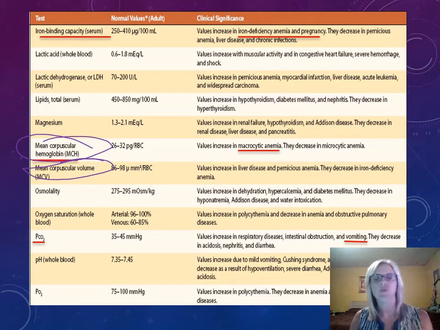Pay attention to the normal values that go along with the particular test that you are running, because some will have different ranges depending on the distributor, the company that makes the test. So they can have slight differences here.